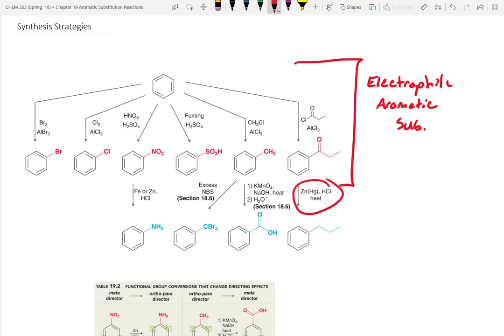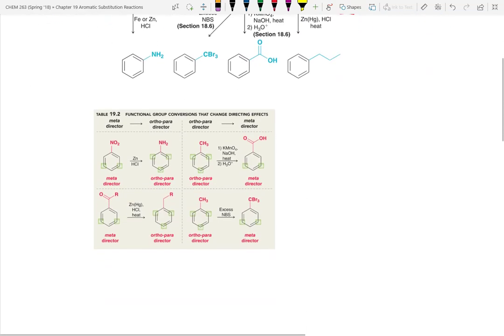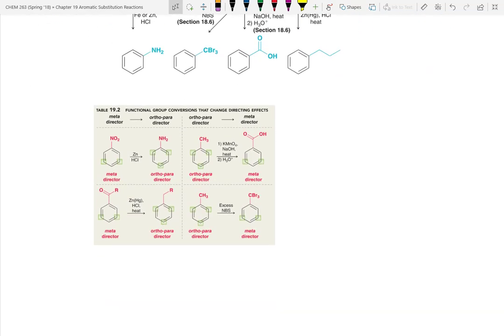And what was the cool trick with the Clemmensen reduction? Why do we do that sometimes? It was to avoid rearrangements with an alkylation, right? With alkylation, we oftentimes ran into over-alkylation and rearrangements. The Clemmensen reduction is a nice way of controlling it. However, it uses zinc or mercury, which isn't super friendly, and it uses hydrochloric acid, so you can't have any acid-sensitive functional groups.